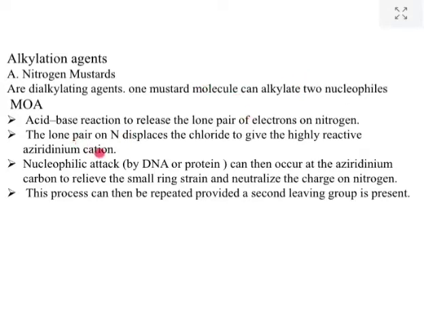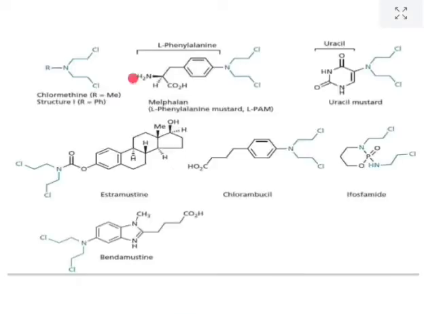The mode of action is what we are looking at now. The first step is an acid-base reaction to release the lone pair of electrons on the nitrogen. This is because most of these drugs are usually given as acid formulations. You might find that this is protonated with an inorganic acid to give us mechlorethamine hydrochloride, melphalan hydrochloride.